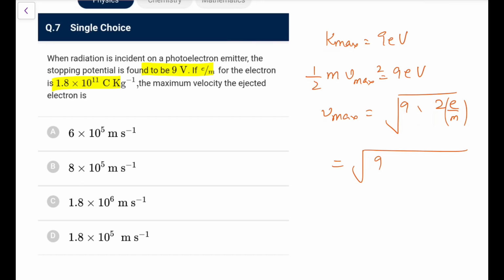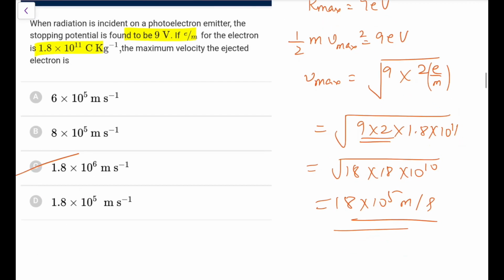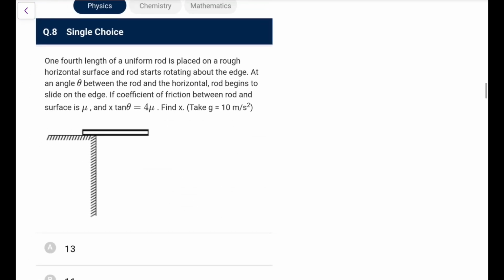You will see what we will multiply: 9 into 2 into 1.8 into 10 raised to power 11. So 9 2s are 18. So you can write 18 into 18 into 10 raised to power 10. So it's easy for you now. 18 into 10 raised to power 5 meter per second, or you can write 1.8 into 10 raised to power 6 meter per second. That is what you can go for. So it's an easy calculation. Next, definitely easier than the previous one.